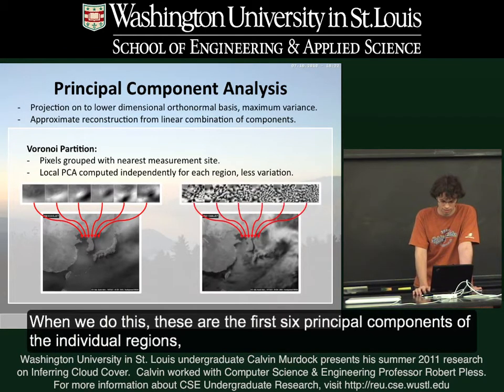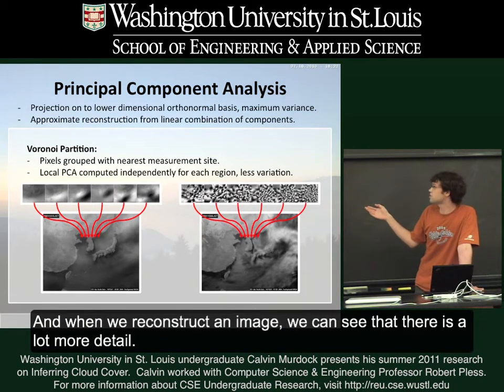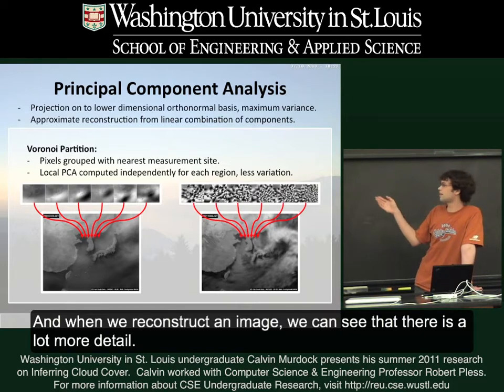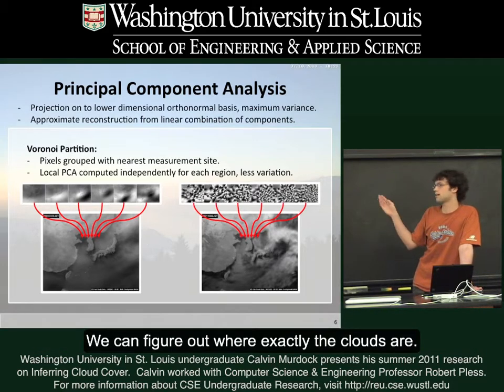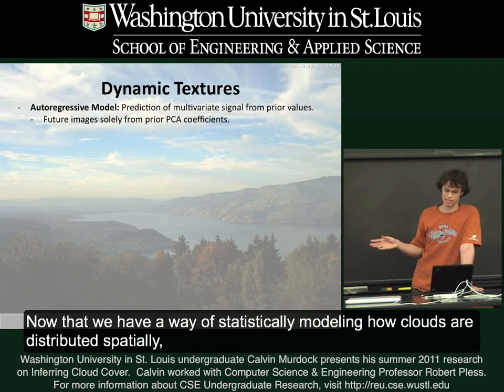And when we do this, these are the first 6 principal components of the individual regions. And when we reconstruct an image, you can see that there's a lot more detail, and we can actually figure out where exactly the clouds are in the image.